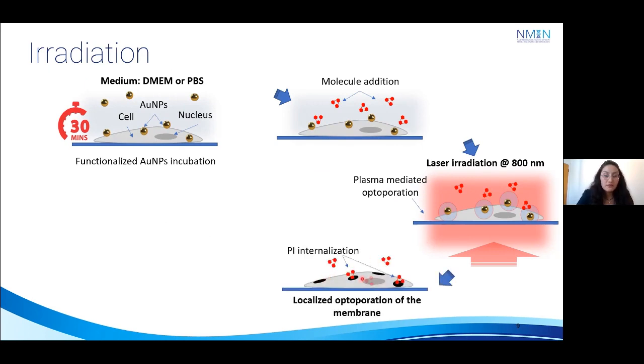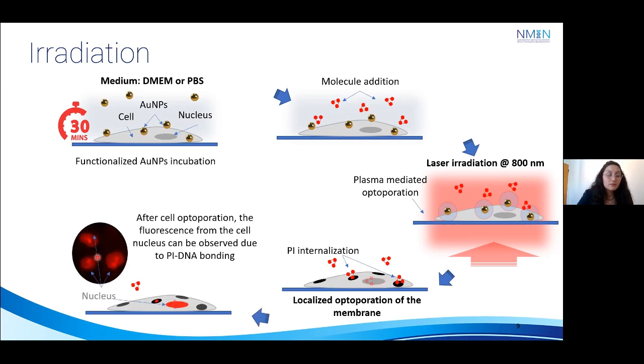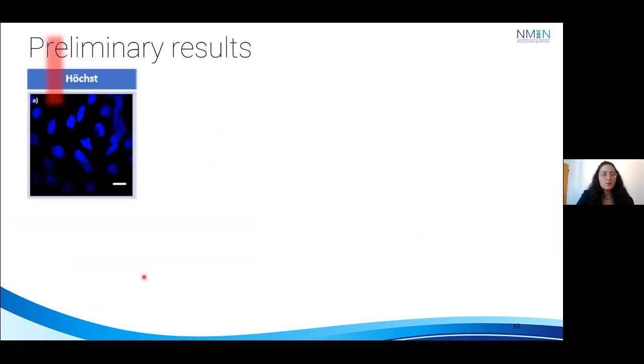This means that we are going to have localized pores on the membrane, and after that, we can see that by diffusion, the molecules are going to be internalized and then bound with the DNA of the nuclei, so we can observe the fluorescence. So more in detail, I'm going to show you some preliminary results and explain how we do this. So the first step is to stain all the nuclei of the cells.